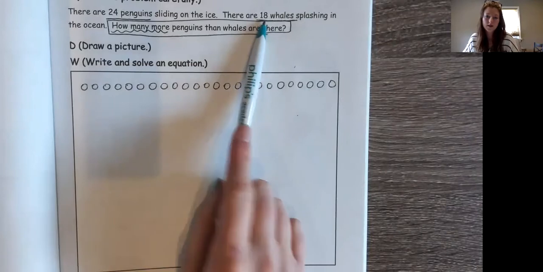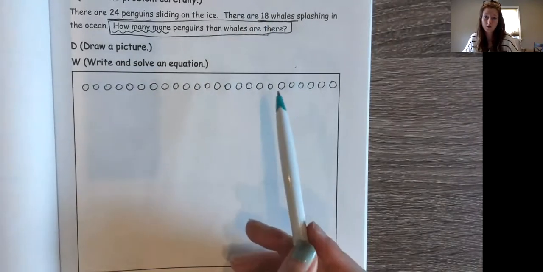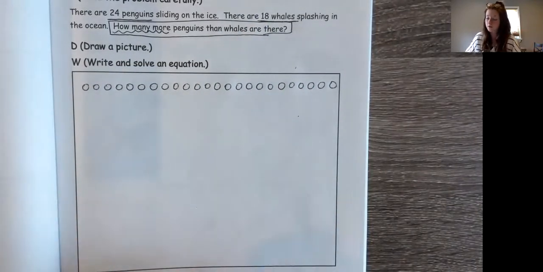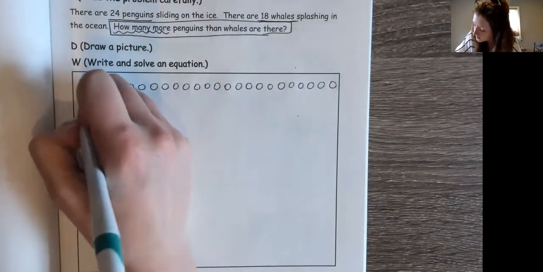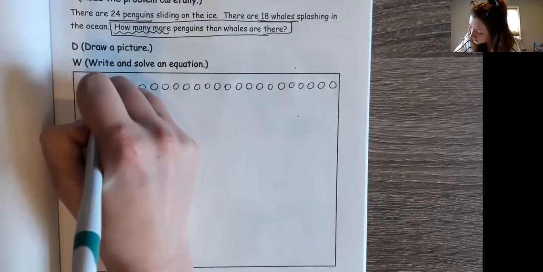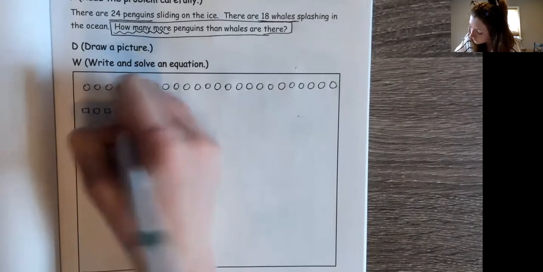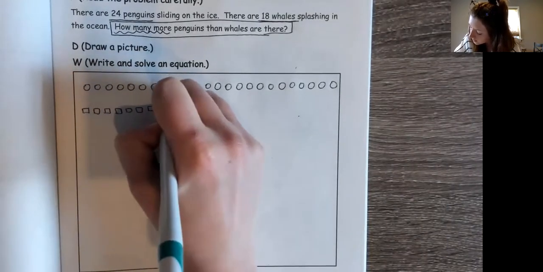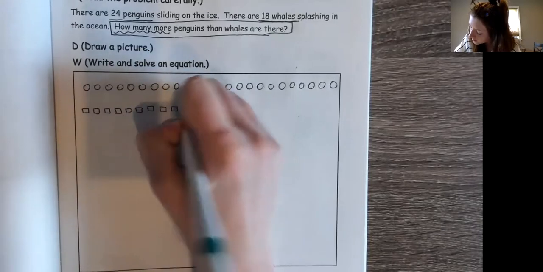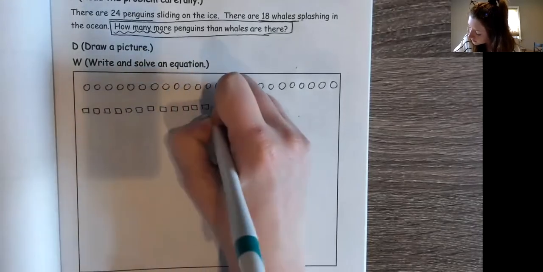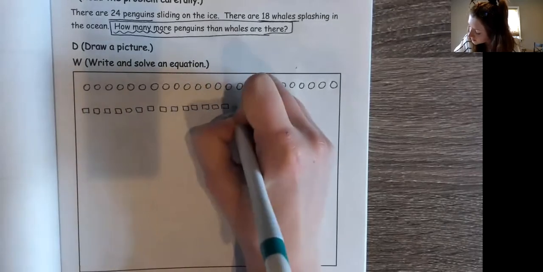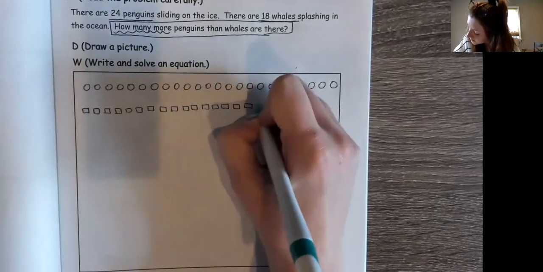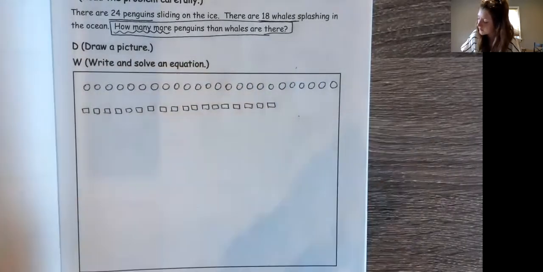Now I'm going to draw my 18 whales. To draw my whales, I'm just going to draw little squares to show the difference between the penguins and the whales. So I have 18 whales: 1, 2, 3, 4, 5, 6, 7, 8, 9, 10, 11, 12, 13, 14, 15, 16, 17, 18.